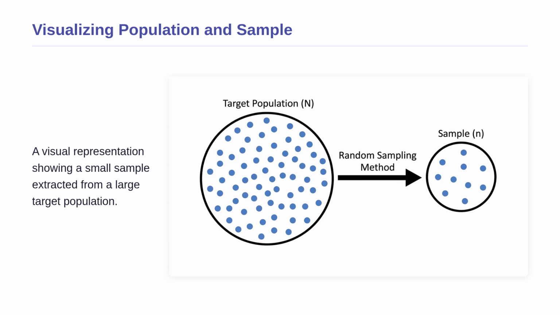Let us look at this concept visually. On the left side of your screen, you see a large circle representing the target population, denoted by a capital N. This circle is filled with many dots, representing every individual in the group we want to study. Notice the arrow labeled Random Sampling Method, pointing to the right. This represents our systematic selection process. It leads to the smaller circle on the right, which is our sample, denoted by a lowercase n. This diagram perfectly illustrates how a sample is simply a carefully extracted piece of the much larger population.